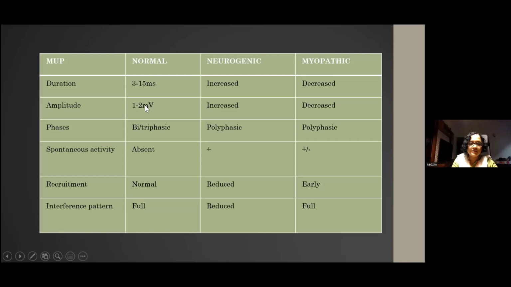Normal, these are all your normal parameters here. Neurogenic, you know this already, increased duration, increased amplitude. Polyphasic, spontaneous activity will be present. Fibrillations, positive sharp waves, for example. Fasciculations with neurogenic motor units, which is abnormal, you need to think about motor neuron disease in such cases, depending on the clinical presentation. Recruitment is reduced, interference pattern is reduced. In myopathy, duration is reduced, amplitude is small or reduced. The phases are multiple because of asynchronous firing.